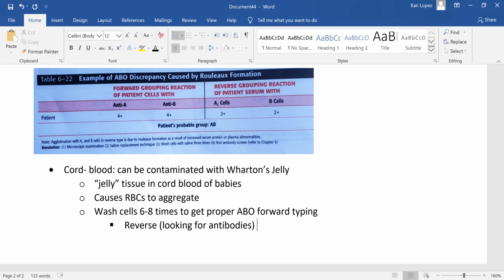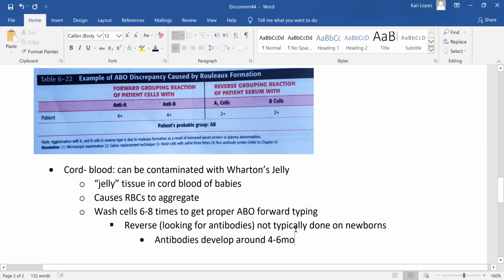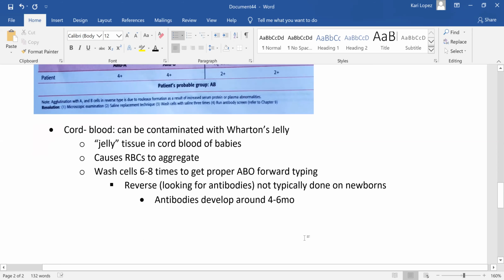Why aren't we talking about reverse typing for cord blood? It's because infants don't exactly have, because we're talking about weak antibodies and all that. Yep. But generally, any antibodies babies are born with are going to be mom's, and they develop their own around 4 to 6 months. So generally for newborns, they just forward type them because the reverse type is just going to type like mom.